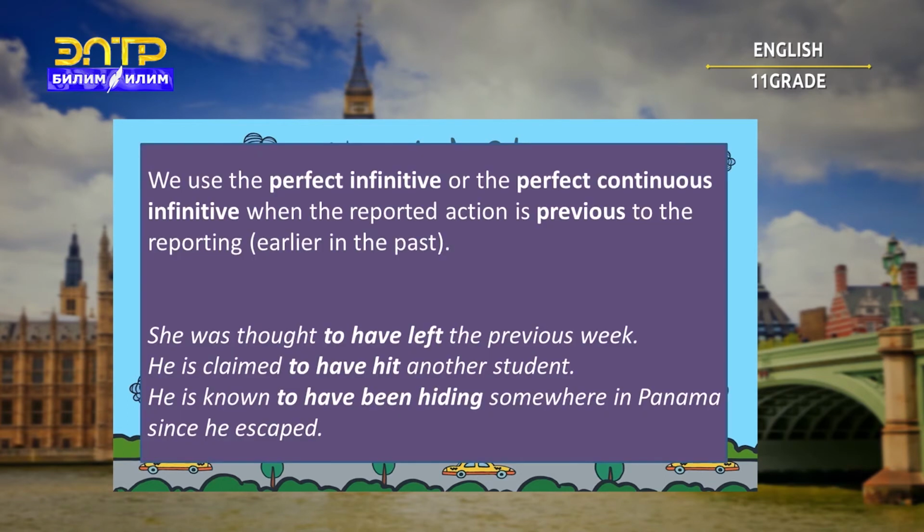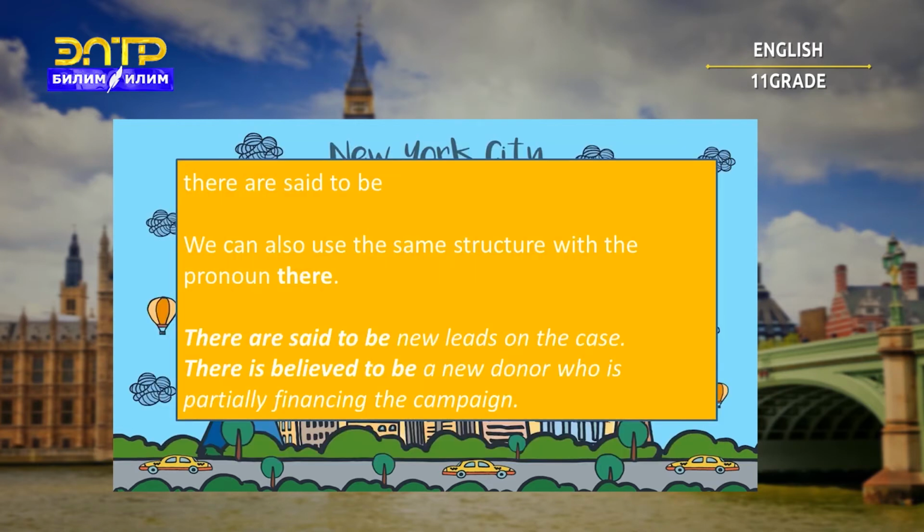We use the perfect infinitive or the perfect continuous infinitive when the reported action is previous to the reporting, earlier in the past. For example, she was thought to have left the previous week. He is claimed to have hit another student. He is known to have been hiding somewhere in Panama since he escaped.